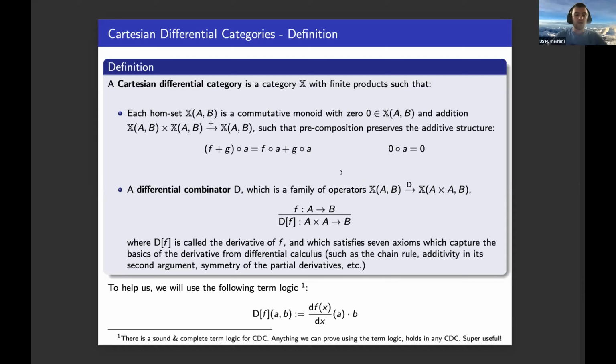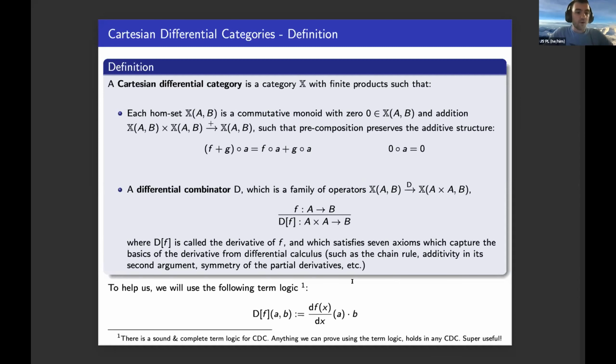And to help us out in some of the slides, I'm going to use this term logic, element-based notation for CDCs. So I'll write my derivative like this. And for those that are curious, there is a sound and complete term logic for CDCs, and it's quite useful when you're doing some technical proofs.